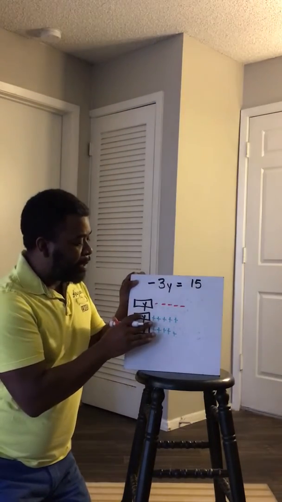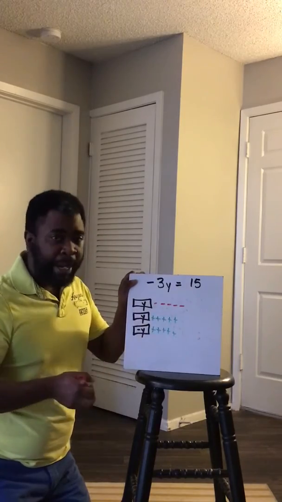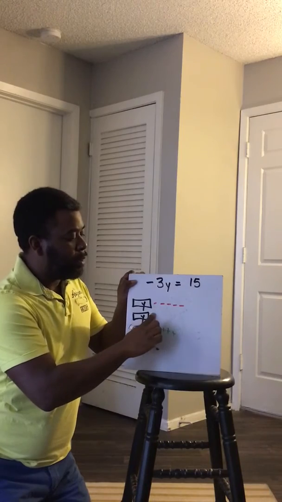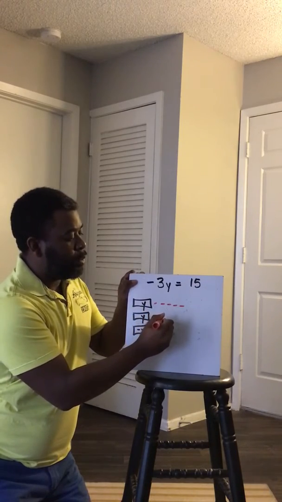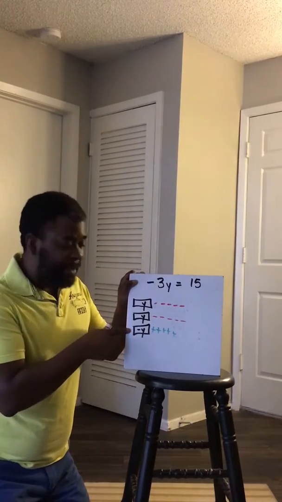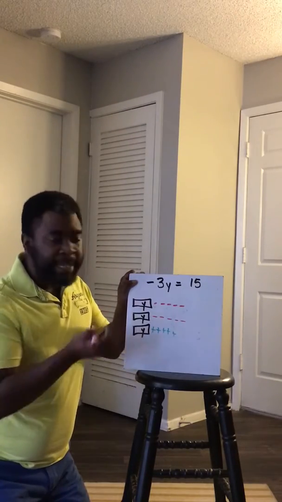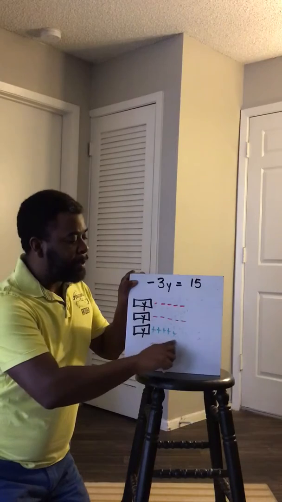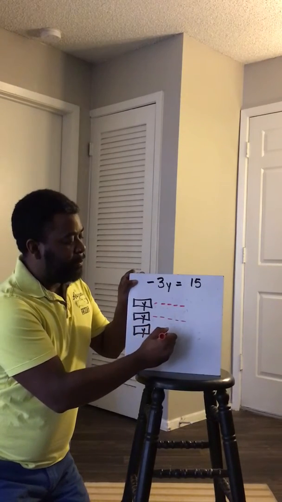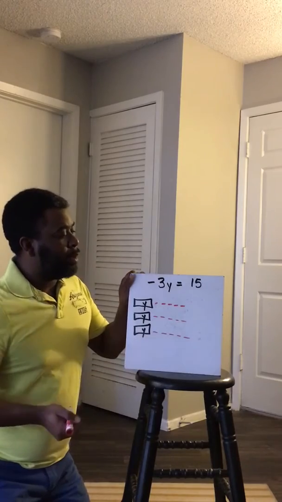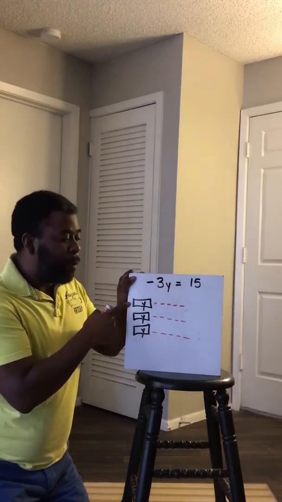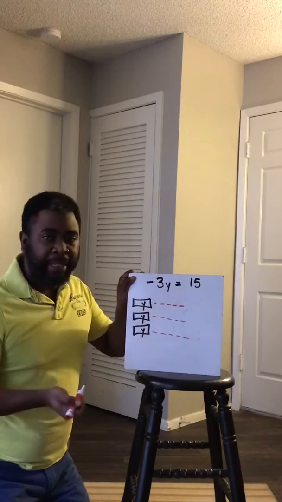So the opposite of negative y is positive y, which would change the opposite of positive 5 to negative 5. The opposite of negative y is positive y, so that means the opposite of these positives would be 5 negatives. So 1 y, 1 positive y, is equal to 5 negatives.